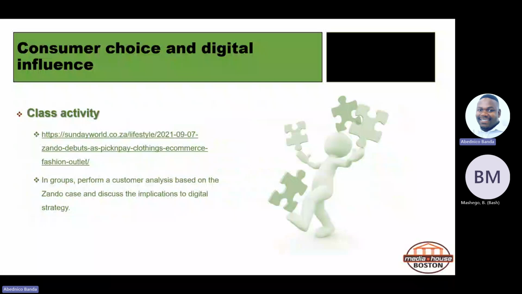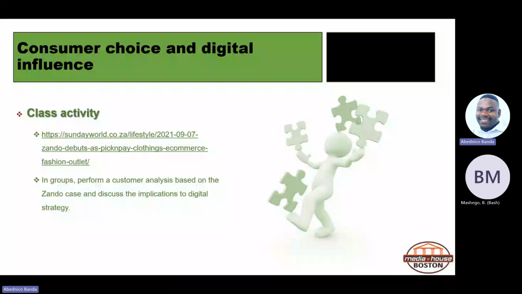So there's Zando. Do you know Zando? Um, I think I do. Zando is like a Superbalist competitor. It's an e-commerce site in South Africa that sells clothes. The Z is in orange, if I remember very well. So you've got Zando, which is e-commerce. Then you've got Pick n Pay Clothing. Do you know Pick n Pay Clothing?